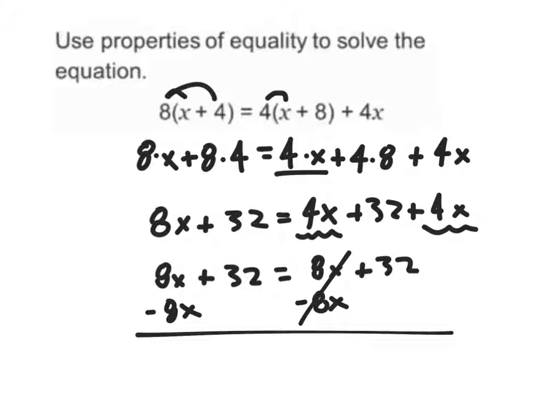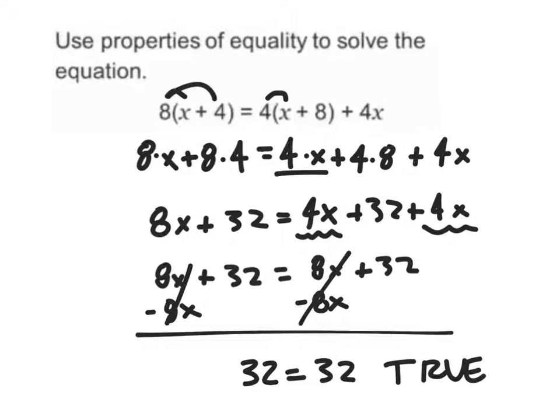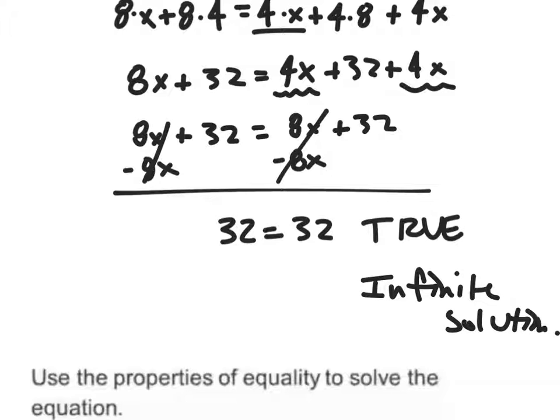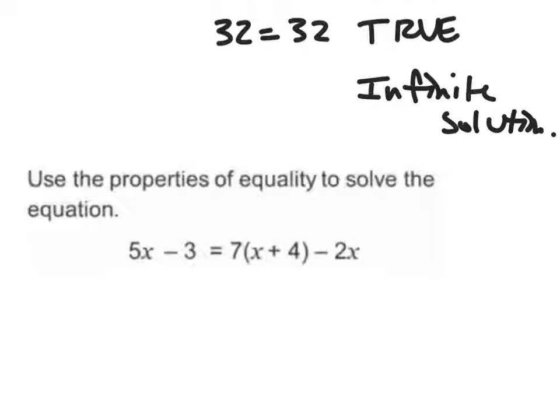And so that's going to cancel out. This is going to add to 0. And then we're going to get 32 equals 32. This is a true statement. Therefore, we have infinite solutions, okay? And that's it. We're just looking to see what we get. All right, take a look at this next one.